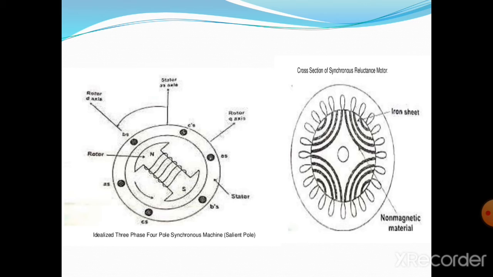Next, the DC field current is supplied to the rotor from a static rectifier. A rectifier converts AC supply into DC, through slip rings and brushes. And next, let us first develop the torque equation of the salient pole synchronous machine by using the synchronous reluctance machine.